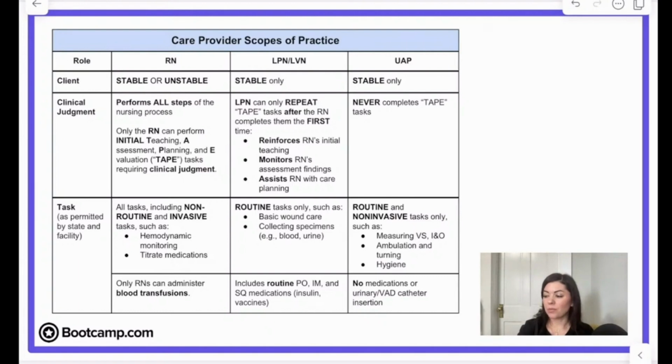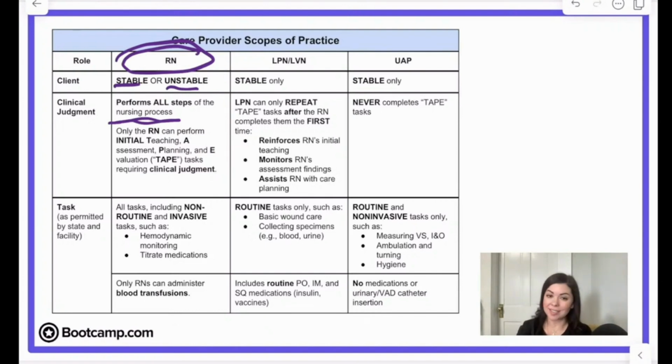The first one, the provider scopes of practice. Let's talk about each person's scope very briefly. The first person is the RN. The RN is going to have the largest scope of practice out of anybody else on that nursing unit. We are taking care of all clients, whether they are stable or unstable. We have a big responsibility, and we are able to perform all steps of the nursing process. And we should be the only one, as an RN, that ever performs the initial steps of the nursing process.